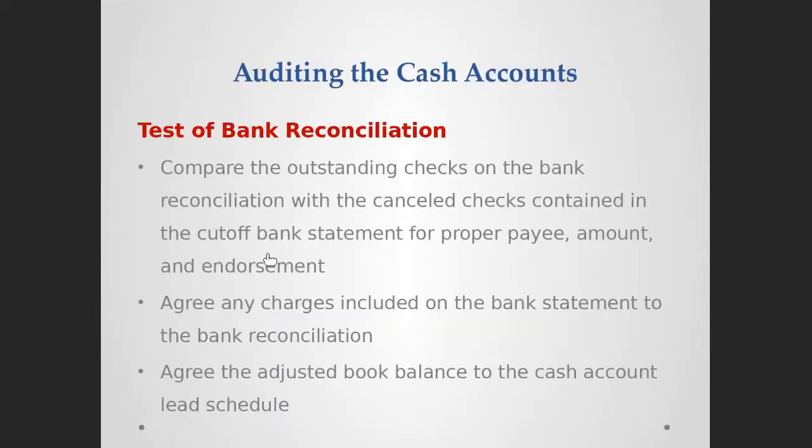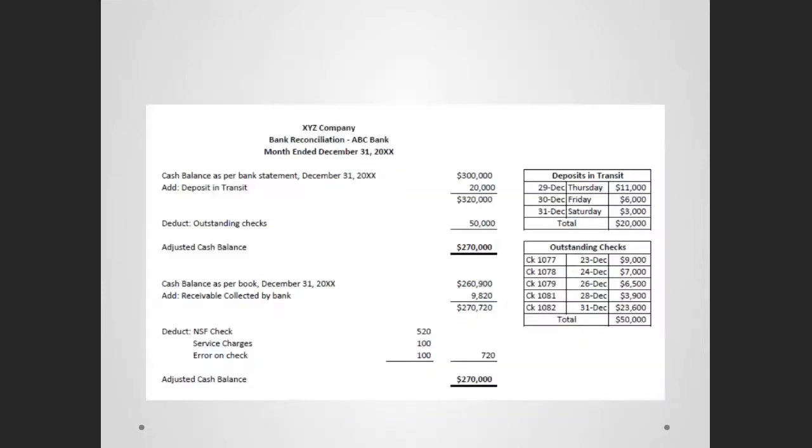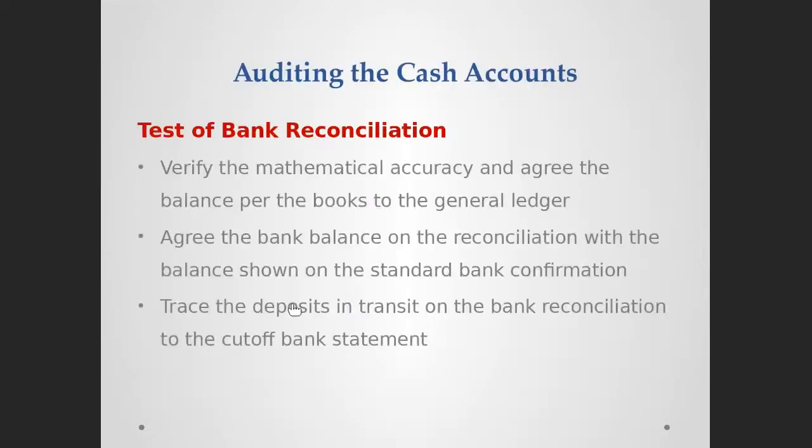All right, so what did we do? Okay, here, we trace the deposits in transit in the bank reconciliation to the cut-off bank statement. So far so good. You understand the third point?